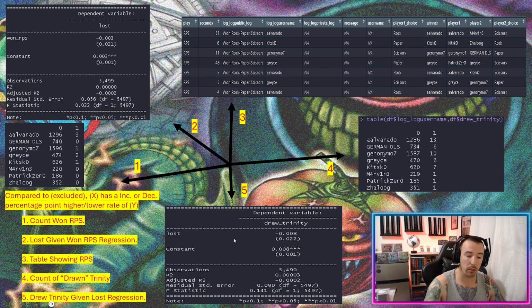And down here is another regression. So it's saying compared to individuals who won, individuals who lost a duel were 1 percentage point less likely to draw Trinity. In other words, the more you draw Trinity, the more you win. But once again, I can't tell you that's statistically significant yet because we don't have enough data. And I say we, I mean I.